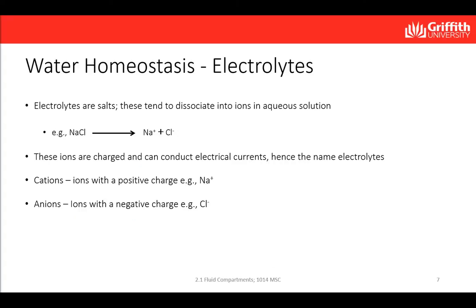Electrolytes dissociate into ions in an aqueous solution like water. The most common example is salt or sodium chloride. In water, sodium chloride dissociates into sodium ions and chloride ions. Because these ions are charged, they have the ability to conduct an electrical current, and that is the reason why they're called electrolytes. Ions with a positive charge are called cations, while ions with a negative charge are called anions.